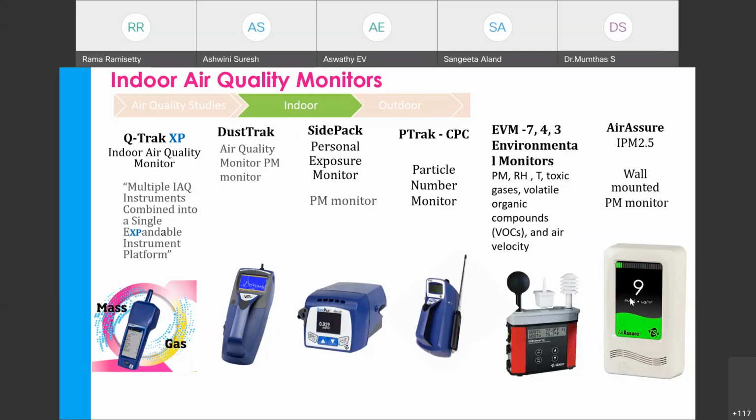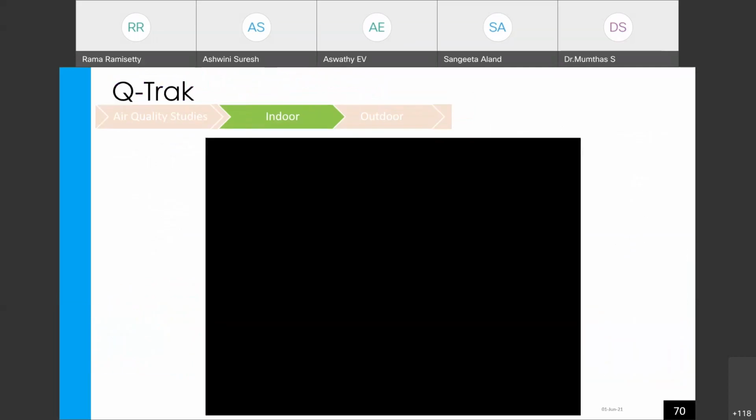And for example, if you want to use an instrument inside your office to see how your air quality is, it's a simple wall-mounted equipment. You can see how the PM 2.5 is changing with respect to time inside your room. So these are the equipment, and I will play a small video for the Q-Track.